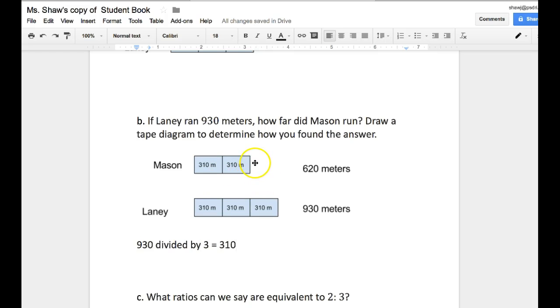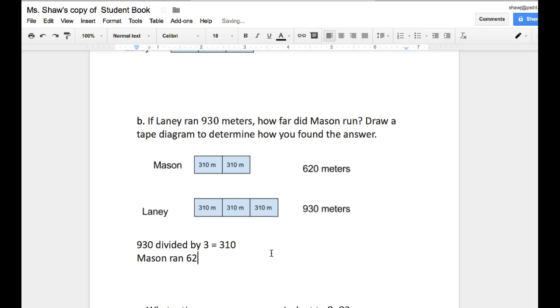So because we had our ratio of 2 to 3, it helped me to do a tape diagram and then figure out how to separate and divide the 930 meters. If there were 310 here, 310 here, that meant Mason ran 620 meters. Going back to our question, if Laney ran 930 meters, how far did Mason run? Well, Mason ran 620 meters. I'm going to go ahead and write that over here. Mason ran 620 meters. And that's the answer to my question.